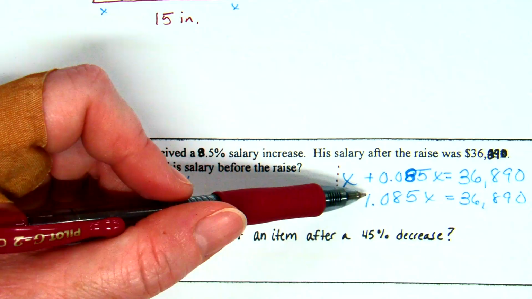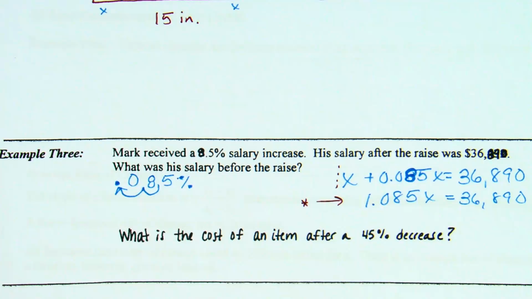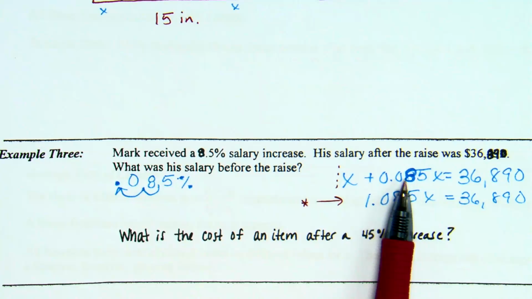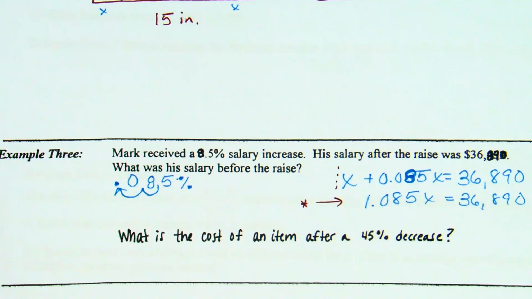But the idea is your new salary is 108.5% of your previous salary, right? And so that's why I said original plus the 8.5%. So if I get a 2% raise, I'm now earning 102% of what I'd earned previously. And that's what this represents.